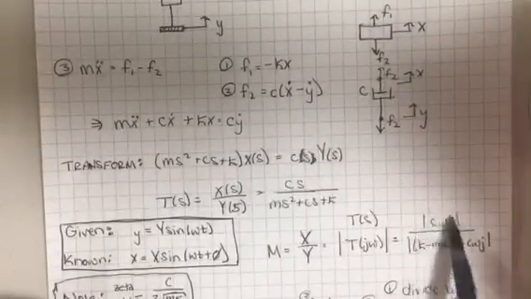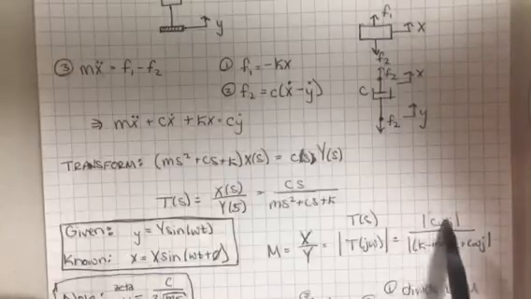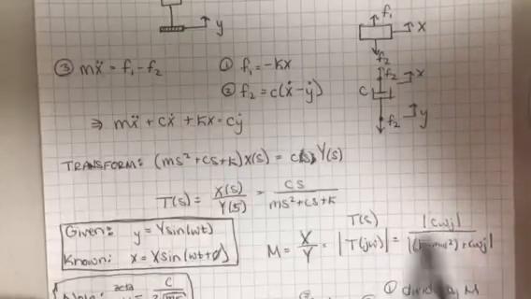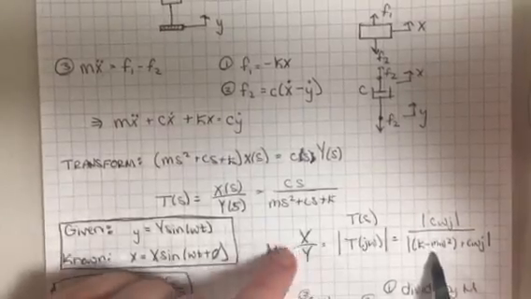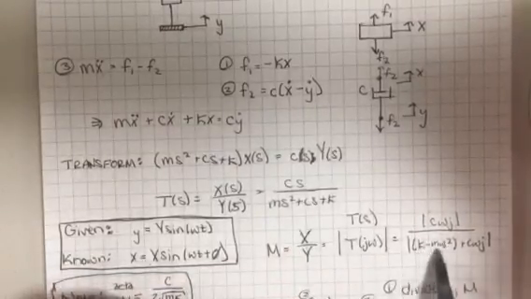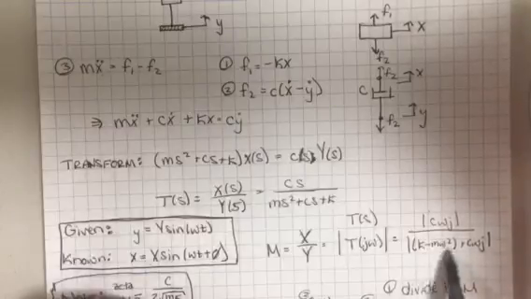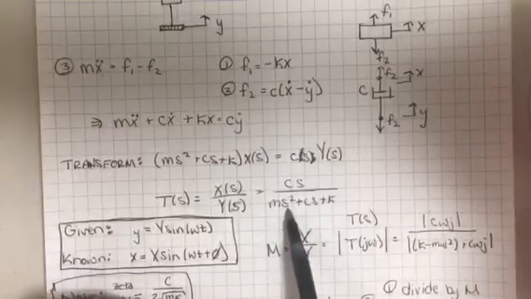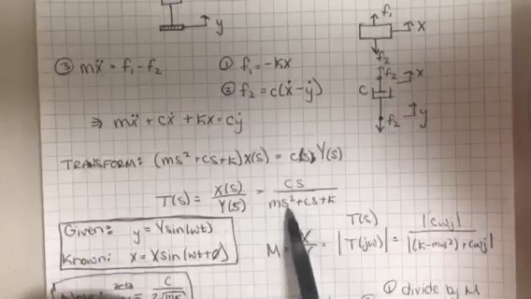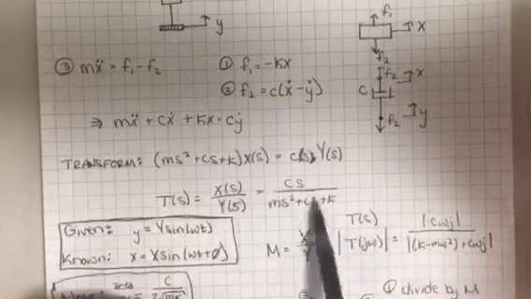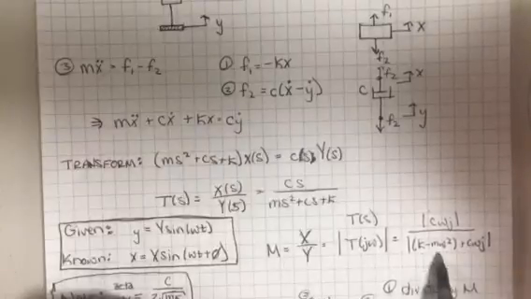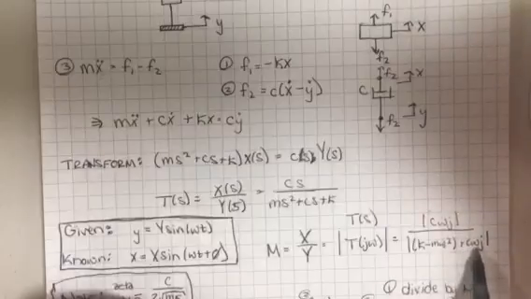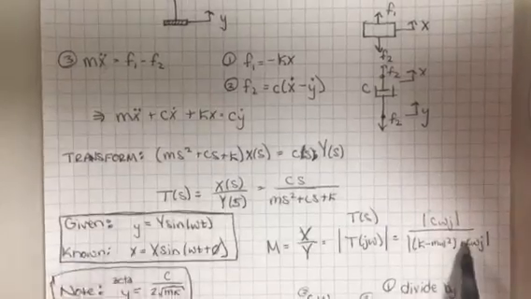So you have the magnitude of the numerator, which is just c omega j, and then over the magnitude of the denominator. And this k minus m omega squared looks a little weird, but it's from the s being squared, so when you square j, it becomes a negative, so that's where we get that, and then we move the k over to only have two components, I guess. So you get k minus m omega squared plus c omega j, and the magnitude of that.